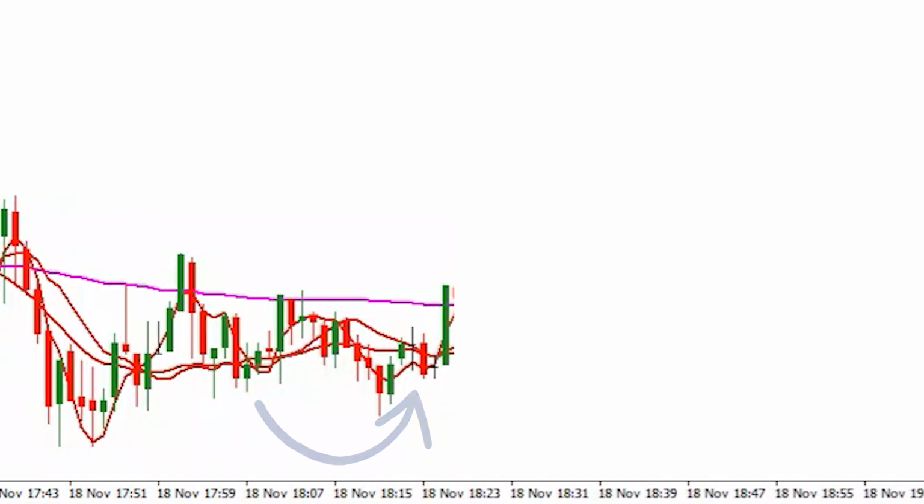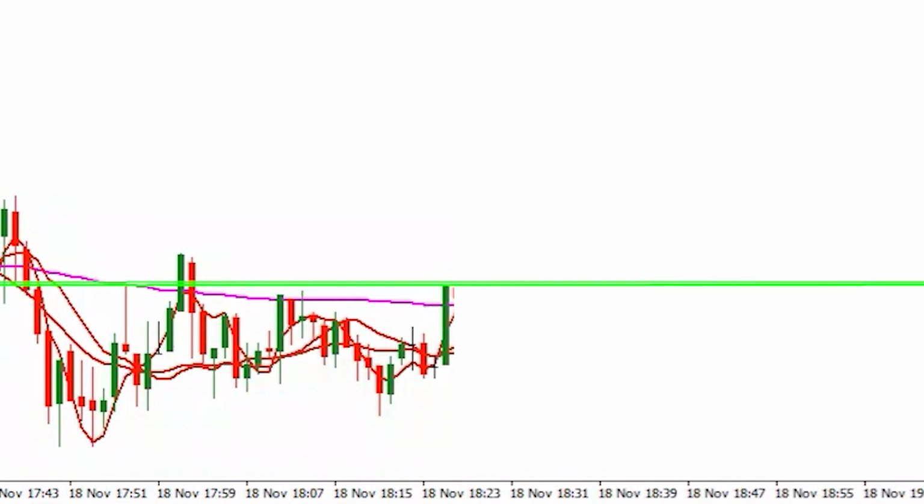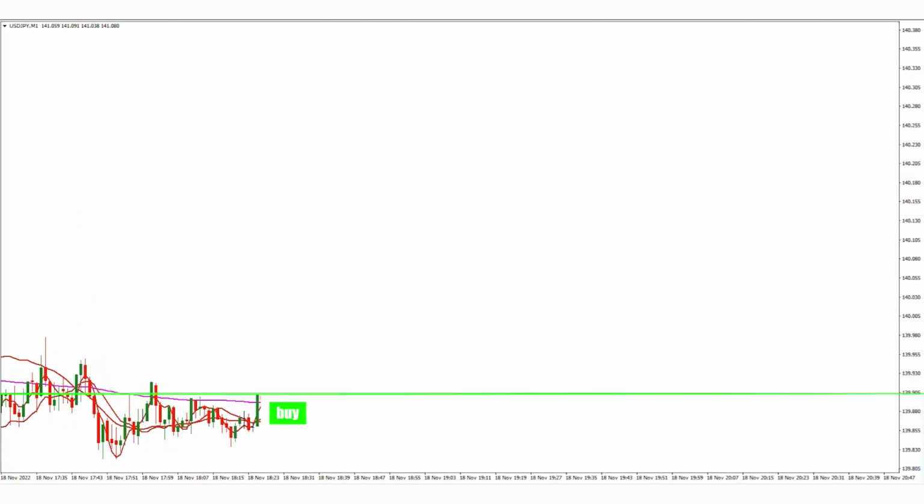So we've identified the exact bar to enter from. We'll put in our buy order here. And as you can see, the market moved on up.